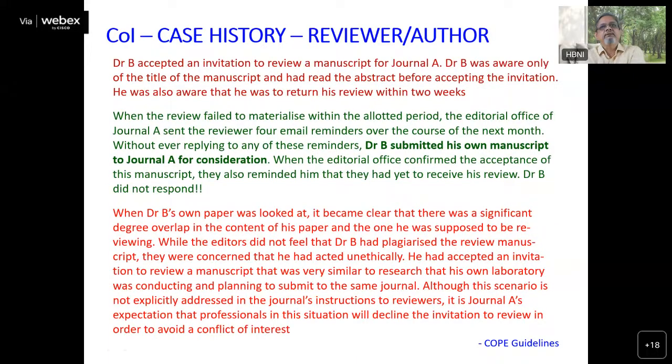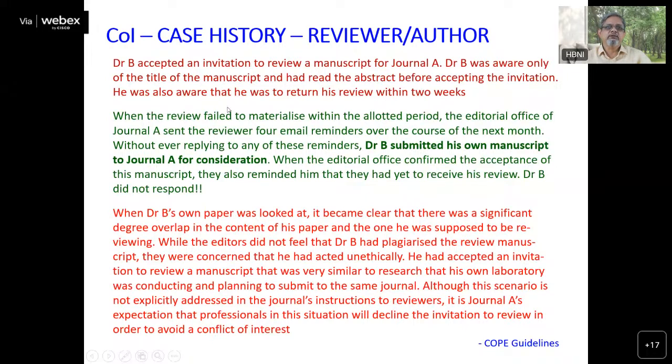Then there's another case history where a certain Dr. B accepted an invitation to review a manuscript for a journal A. Now, this Dr. B was aware of only the title of the manuscript and the abstract. See, what happens when journals send manuscripts to referees for refereeing? They send the title of the article, sometimes the author names, and the abstract to the potential referee and ask whether that referee would like to accept the invitation to referee or decline.